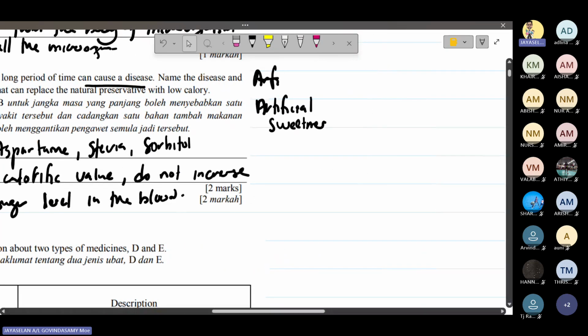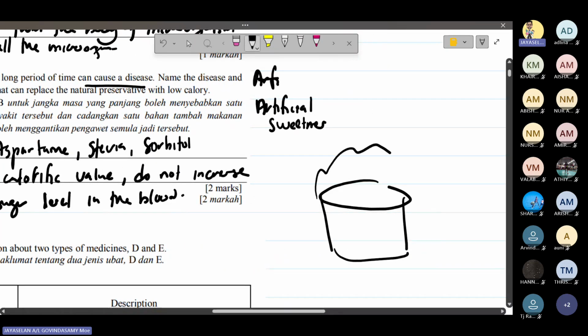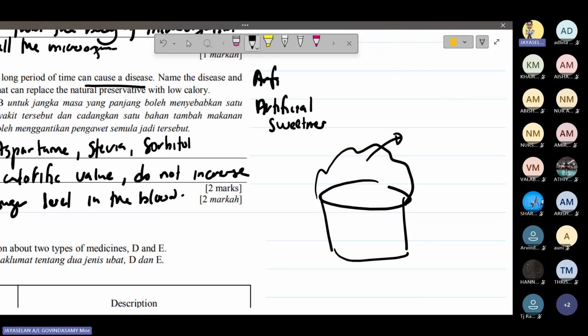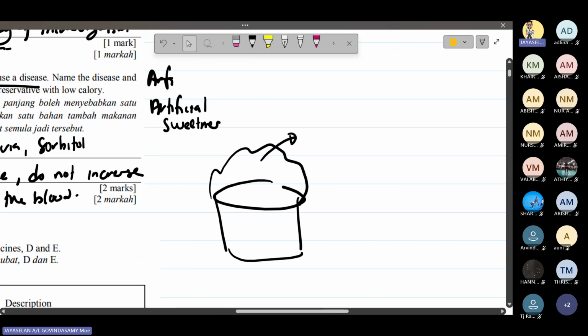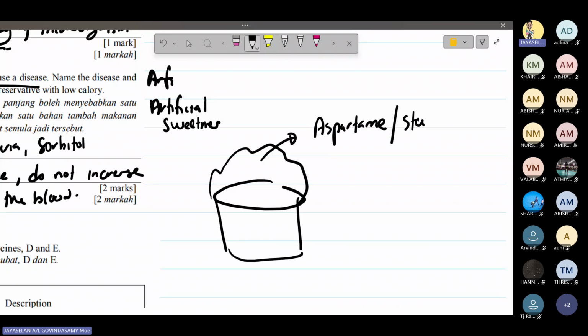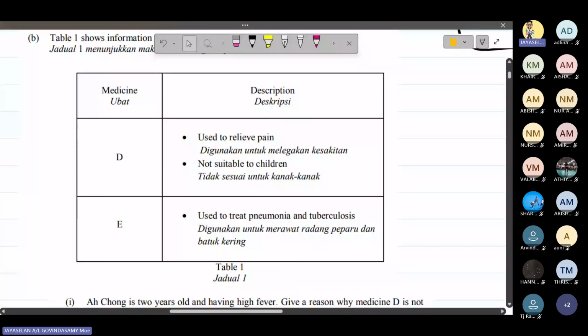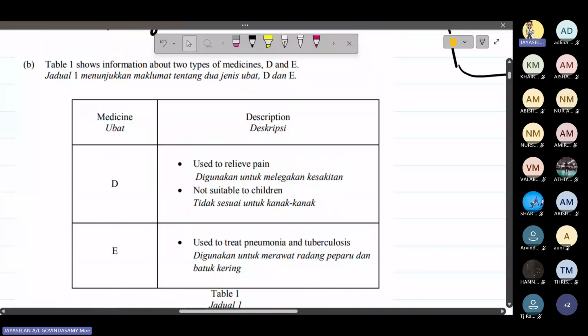If in the exam they show you a cup of ice cream and ask what artificial sweetener can be added so that it can be consumed by diabetic patients, please remember aspartame. If you don't like aspartame, remember stevia. If you don't like stevia, sorbitol. Any question? Okay, last question, then we continue.